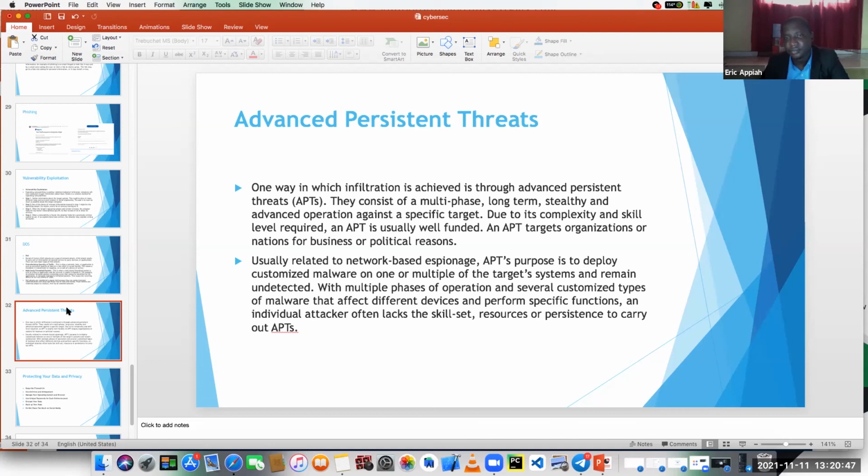It is well funded and it targets organizations and nations for business and political reasons. Usually related to network espionage, the purpose of APT is to devise customized malware onto one or multiple targets and remain undetected.